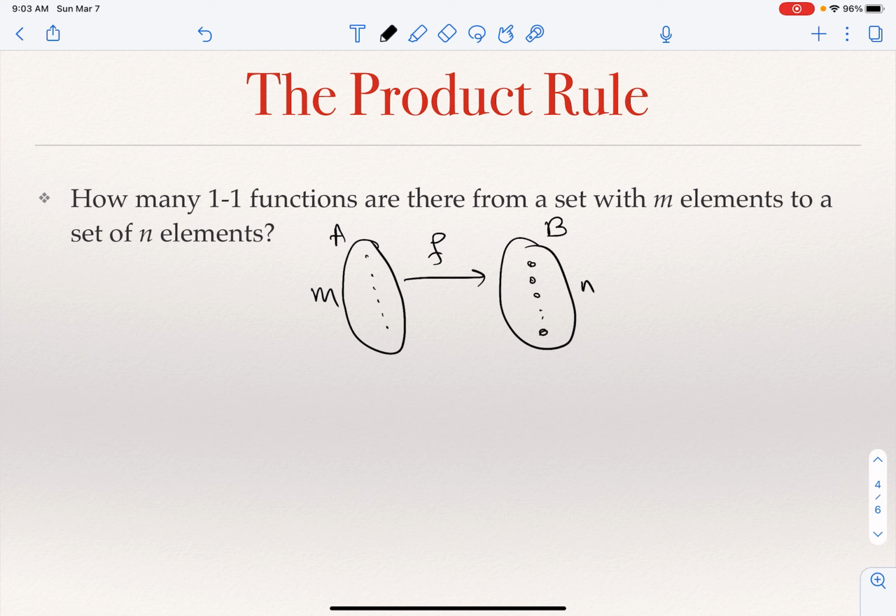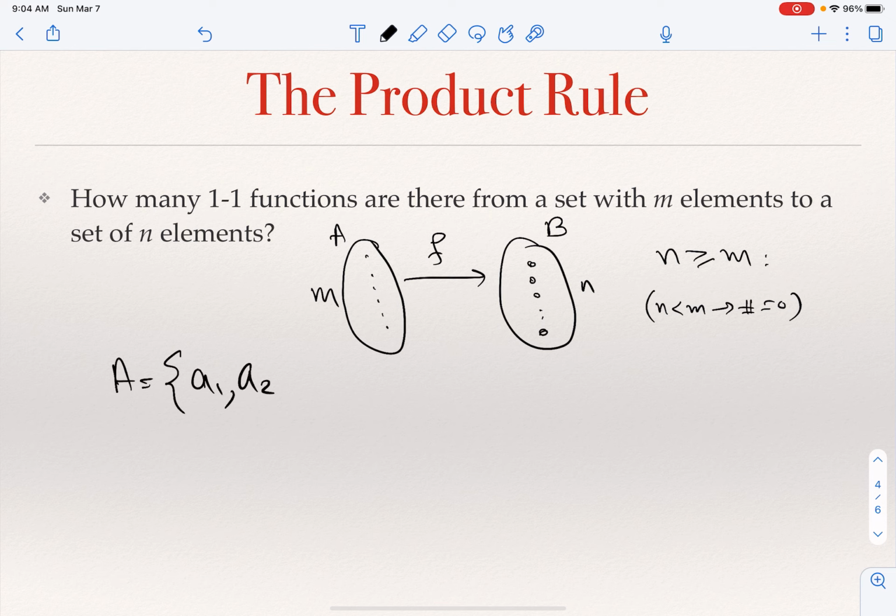So the first thing we know is that n has to be greater than or equal to m, right? In other words, if n is smaller than m, then this number is 0. We cannot have any functions from A to B that are one-to-one. So now let's assume n is greater than or equal to m, so we have enough elements in B to map to. Let's look at A as being A1, A2, all the way to Am.